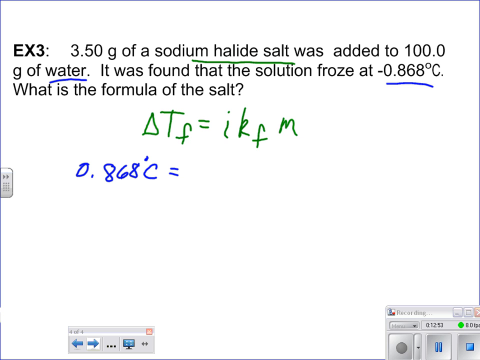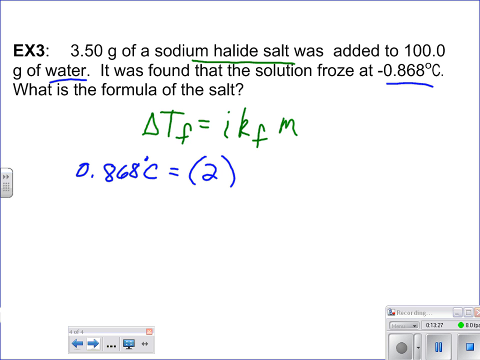Okay, next one's a little trickier. We want to find the i value. We want to figure out the number of particles that our solute breaks into. What do we know about our solute? It's a sodium halide salt. What does that mean? Sodium plus what? Plus a halogen. So if you look over there at your periodic table, think about those charges. You know your sodium is a +1. What's your halogen's charge? -1. So what does that mean? How many particles is it going to break into? 2. So we've got 2 particles that it'll break into.